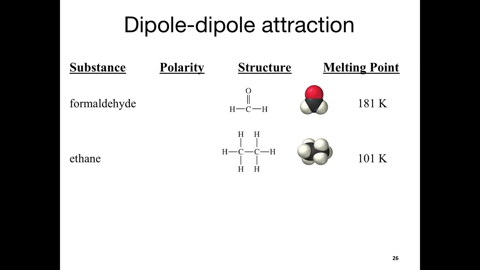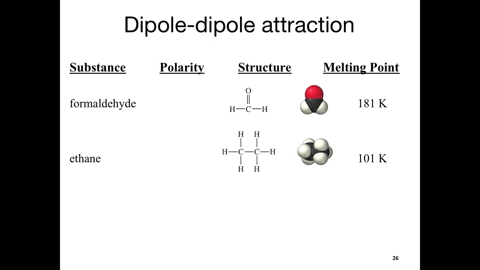The first intermolecular force I want to talk about is called dipole-dipole attraction. To illustrate this point, let's take a look at two molecules, formaldehyde and ethane. These two molecules are good for comparison because they have the same mass and the same size, yet different melting temperatures. As you can see here, formaldehyde melts at 181 Kelvin, whereas ethane melts at about 101 Kelvin.